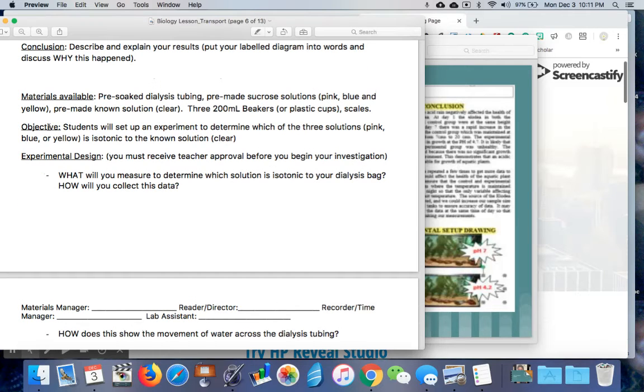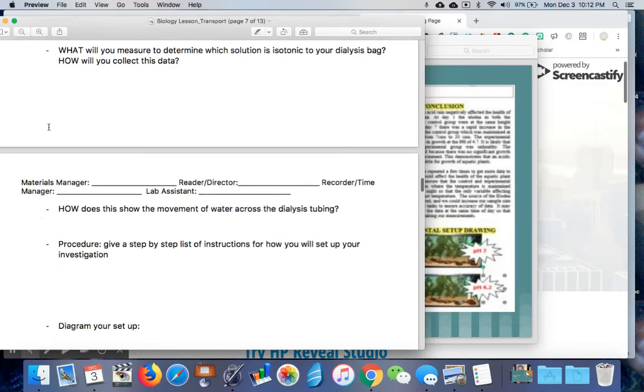So then for the actual lab part, they were asked to create an experimental design, which is abnormal for them because they're usually asked to give the step-by-step instructions, but this was one that they had to create. They were given three known solutions and one unknown solution, and they had to create an experimental design to determine the unknown solution.